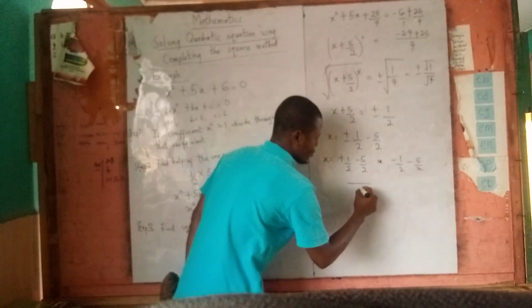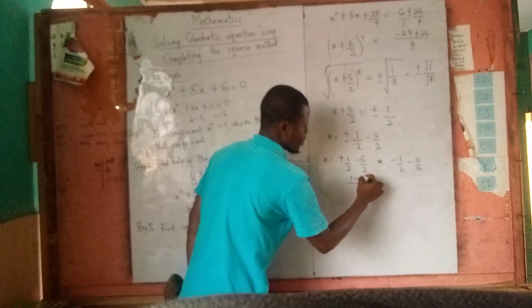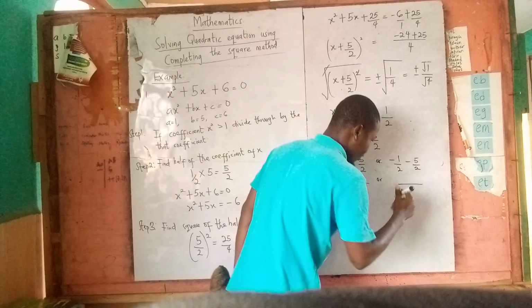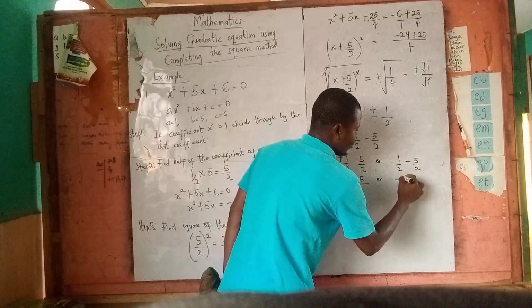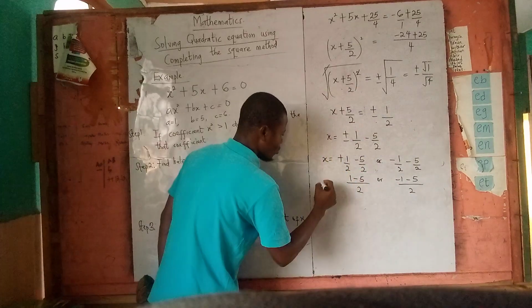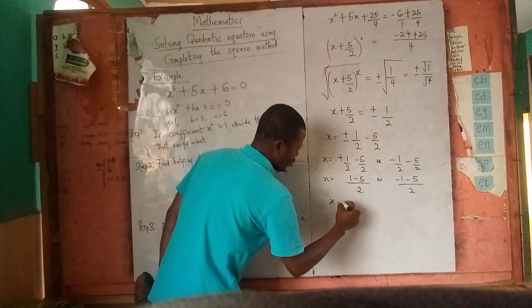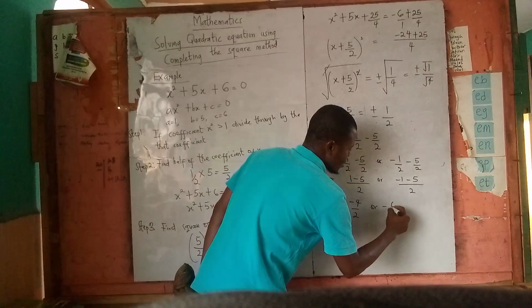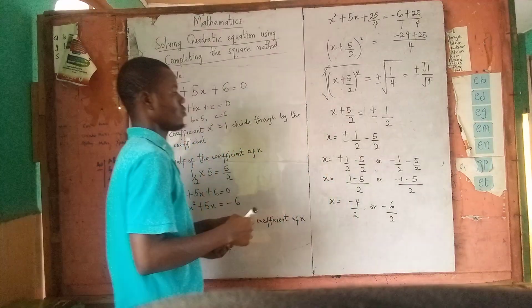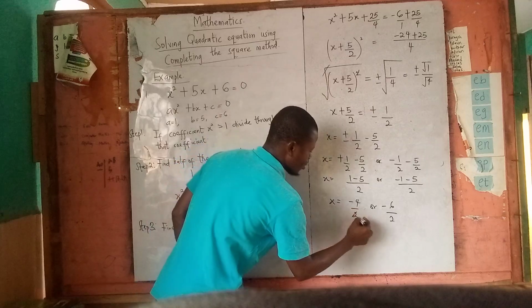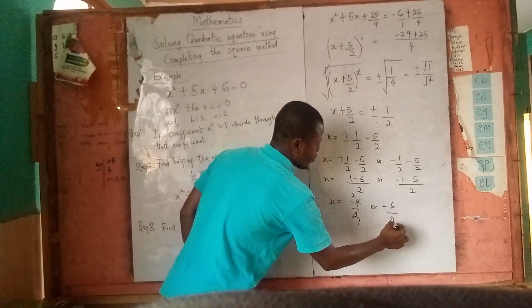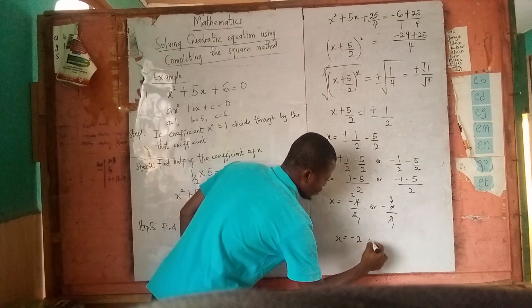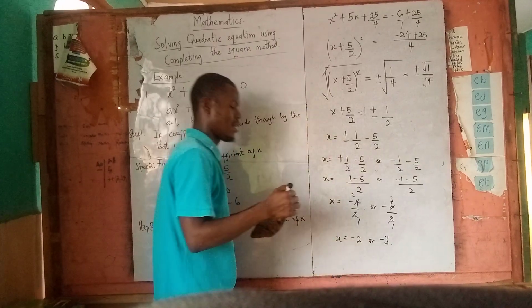So what will be our answer here? That will be 1 minus 5 over 2, or minus 1 minus 5 over 2. So x equals minus 4 over 2 or minus 6 over 2. 2 into 4 is 2, 2 into 6 is 3. So x is equal to minus 2 or minus 3. So that's our final answer for x.